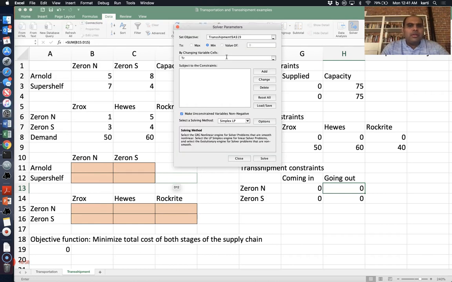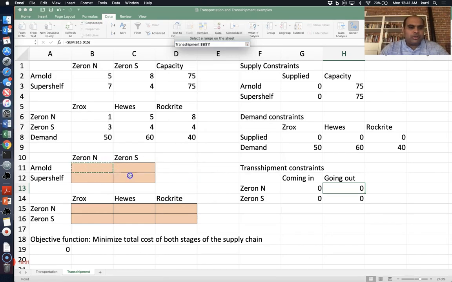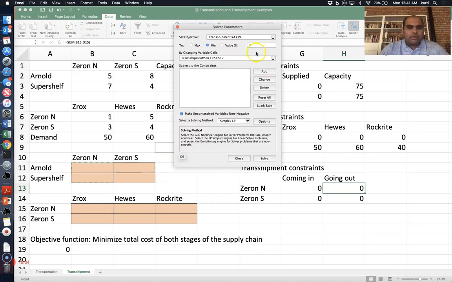I'm going to try this again. I mean, the reason I'm having trouble is because this is a Mac. If you have a Windows computer, you shouldn't have trouble doing this. Just put a comma here and then it is. So B11 to C12, comma, B15 to D16. So these are all my decision variables.